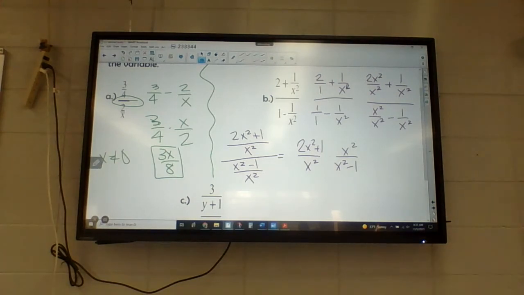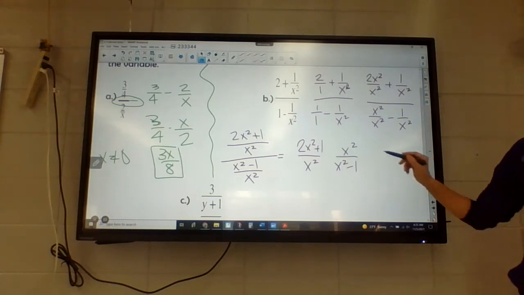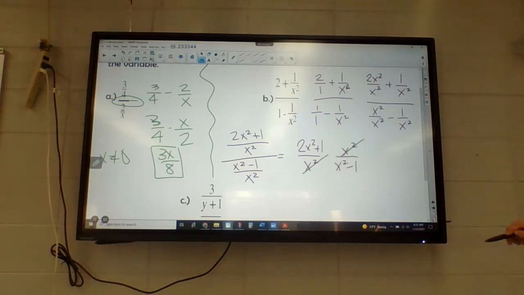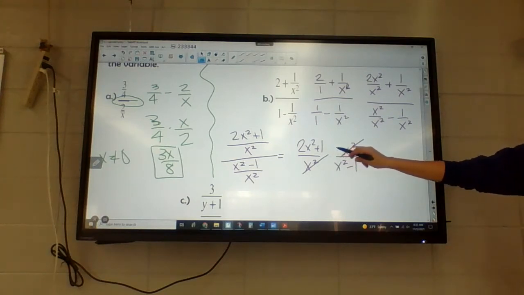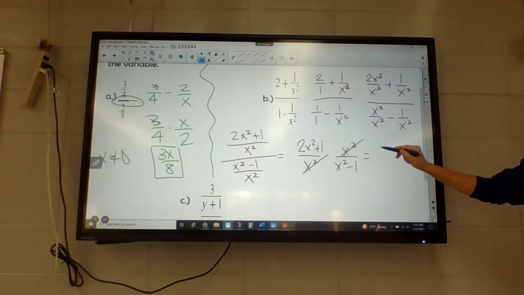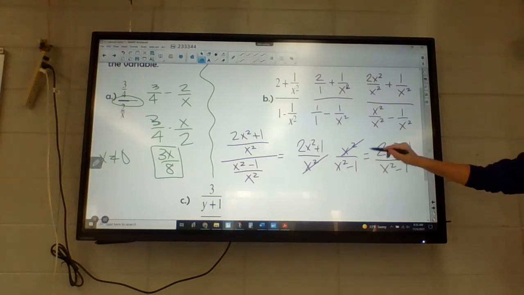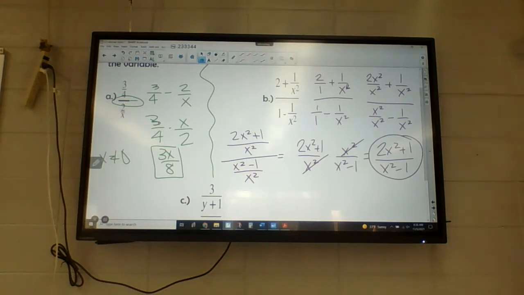Any canceling? x squareds. Anything else? Can this be factored? No. The bottom can be factored, but since the top can't, it doesn't really help to factor it. I mean, if you want to show off your amazing factoring skills, go ahead, but it's not going to be helpful. So this is all we're going to be left with here.